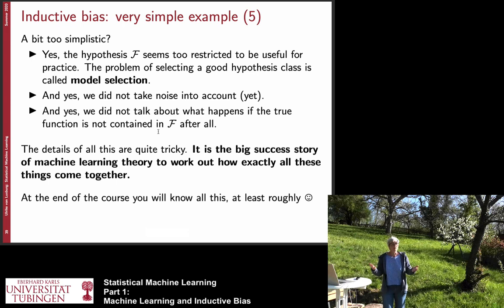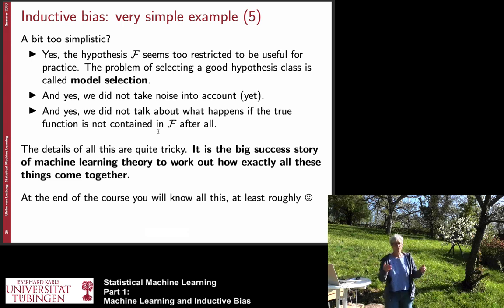And now all of machine learning, or a major part of machine learning, consists in finding a good function space for your particular application. This problem of finding a good function space is called model selection. Of course, these examples are really simplistic, also in the sense that we didn't consider any noise. And we also didn't consider what happens if this function space F does not even contain the correct function, which in practice might happen very often.